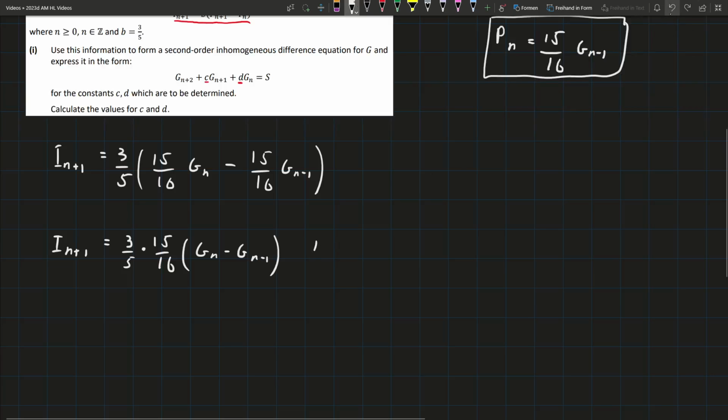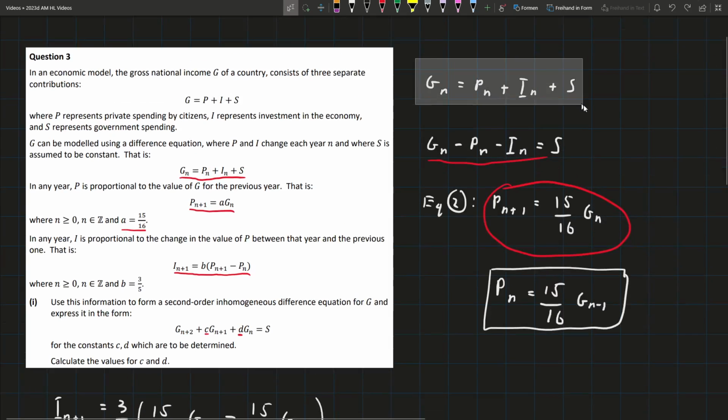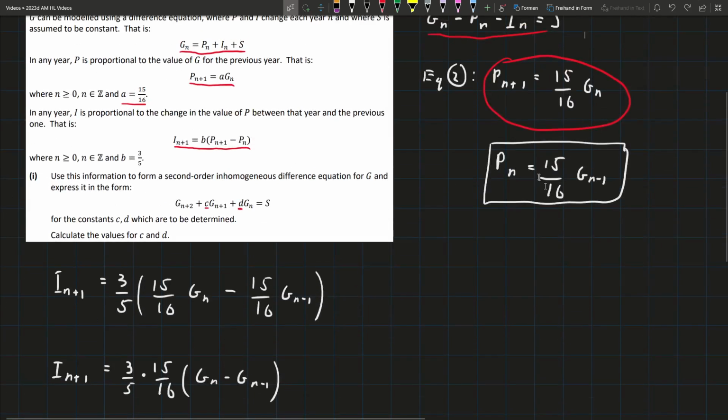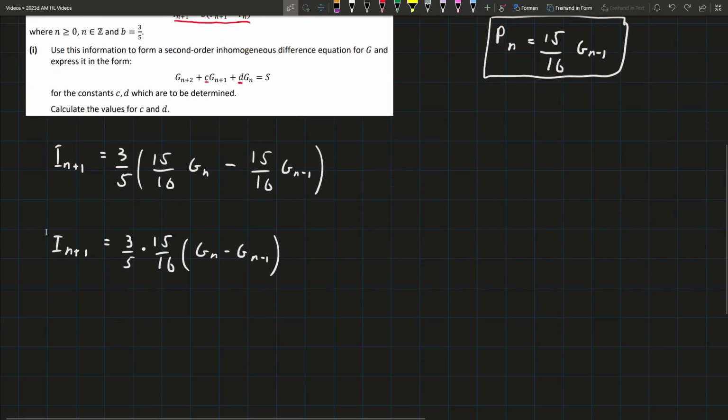So we know In plus 1, but in our equation up here, we just have an In. So I'm going to do the same thing that I did with the P. Instead of saying the In plus 1th term and Gn minus 1, I'm just going to move all of these n's one term down. So it's still conveying the same information. It's just one term down.